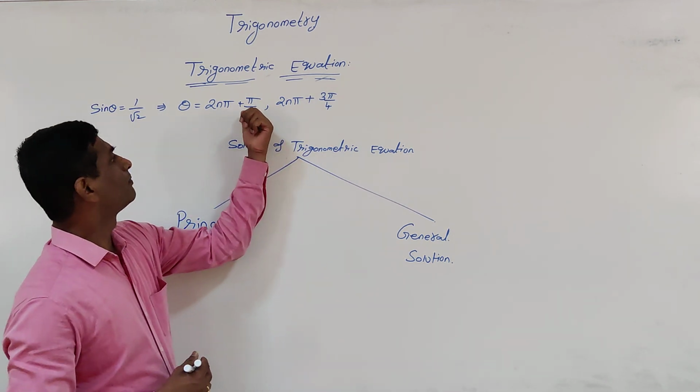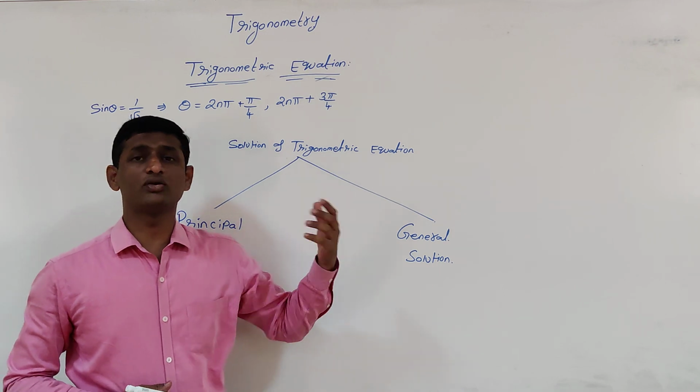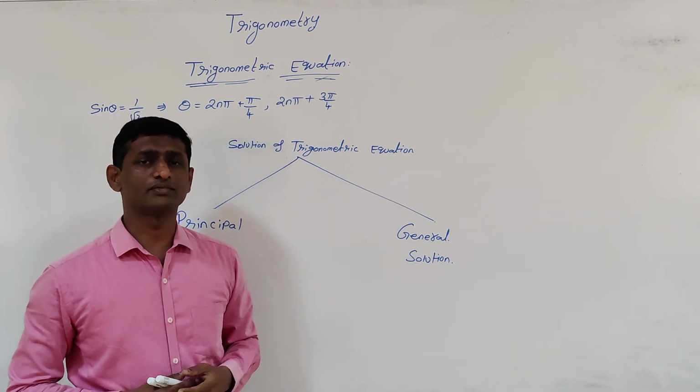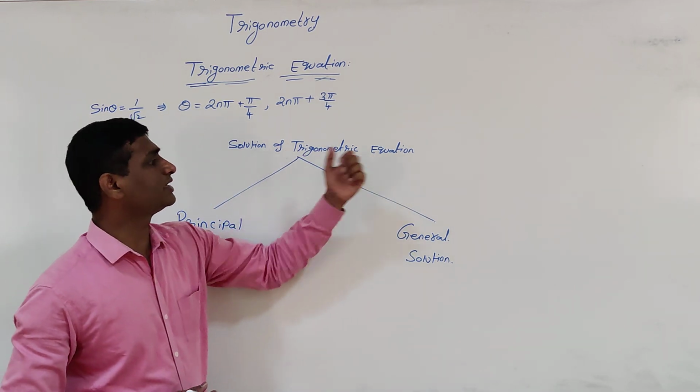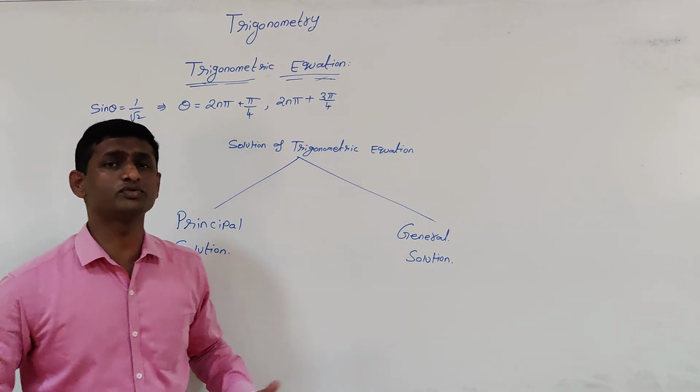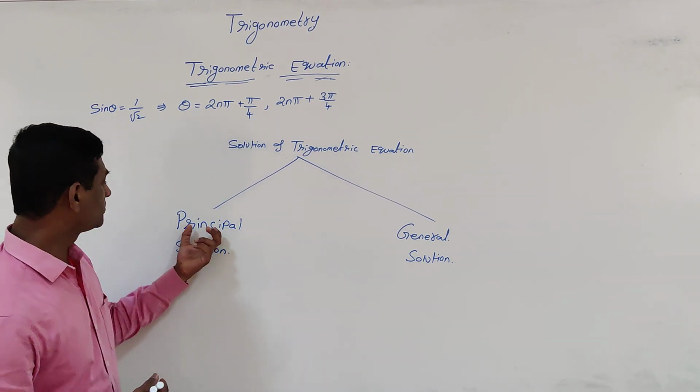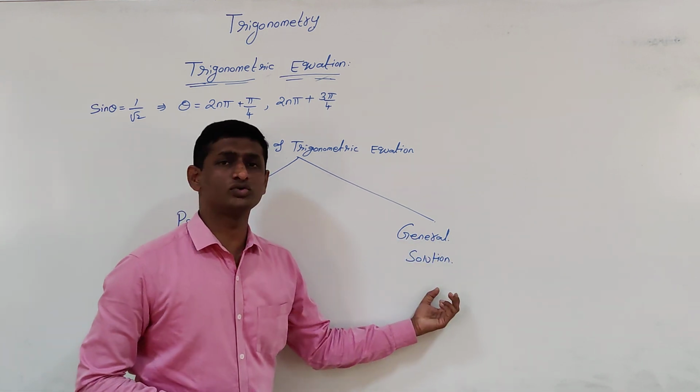So this pi by 4 or 3 pi by 4 we have to find out first. Means the solution of a trigonometric equation is divided into two types of solutions. One is the principal solution and the other is the general solution.